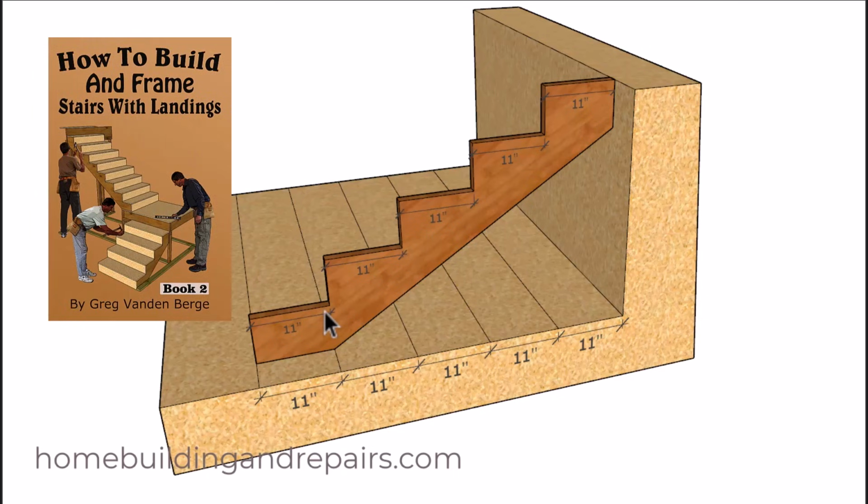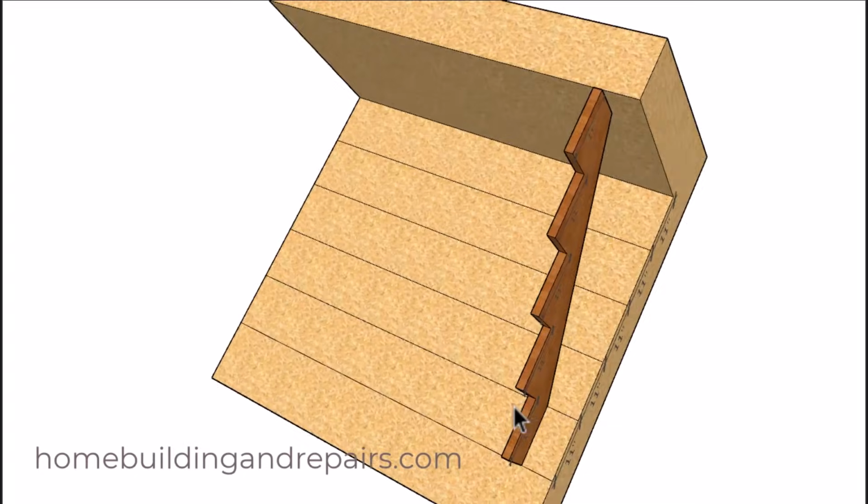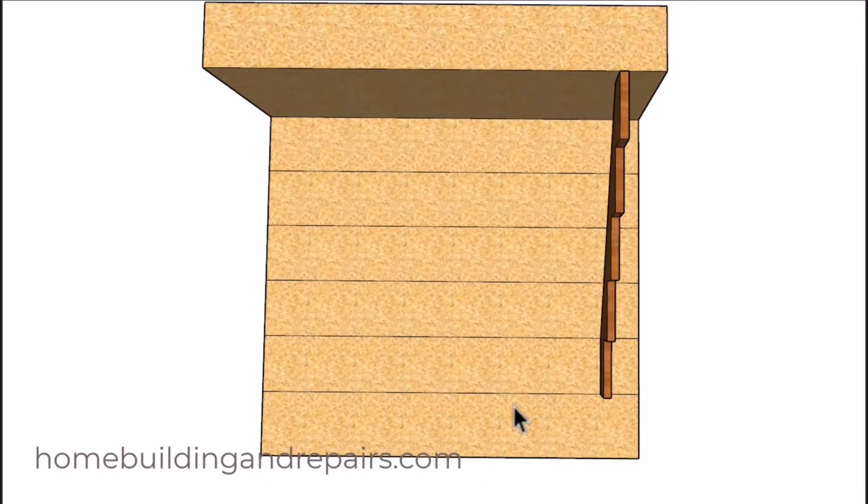So the first thing you're going to want to do will be to lay out the individual tread depth in sections like I have here on the floor or building foundation. So here I have 5 spaced lines 11 inches apart.